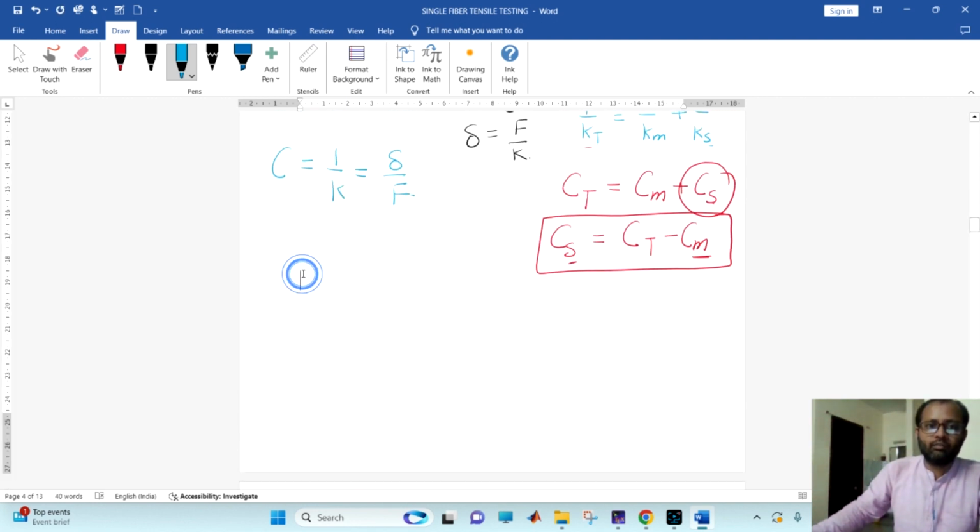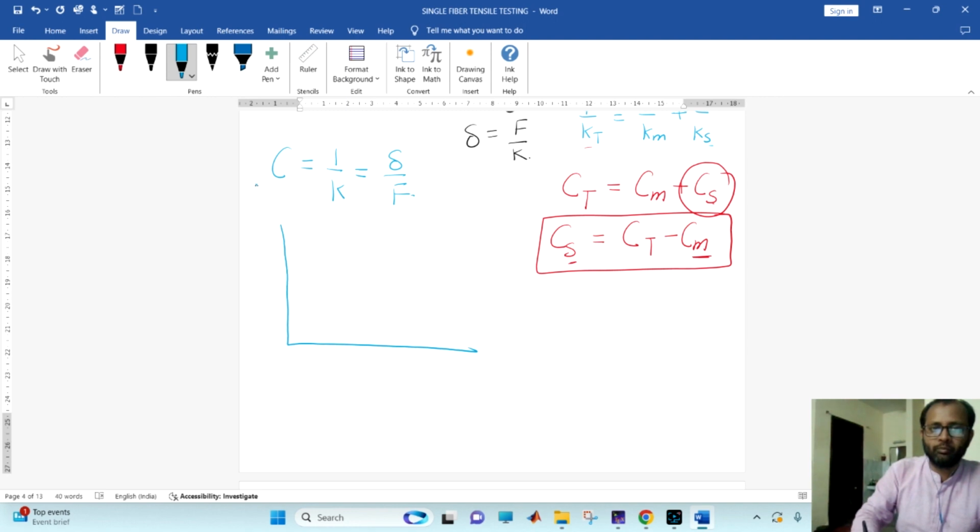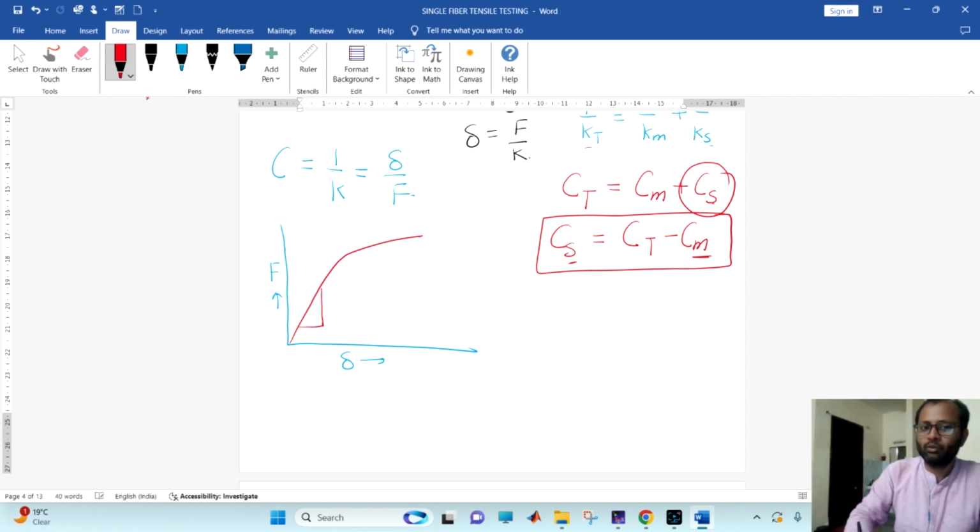So whatever we are getting from the force versus displacement graph, that is having the machine as well as the specimen. Whatever the slope is there, that slope will give us the total stiffness, that is k, that is F by delta, that we will get directly from the results.